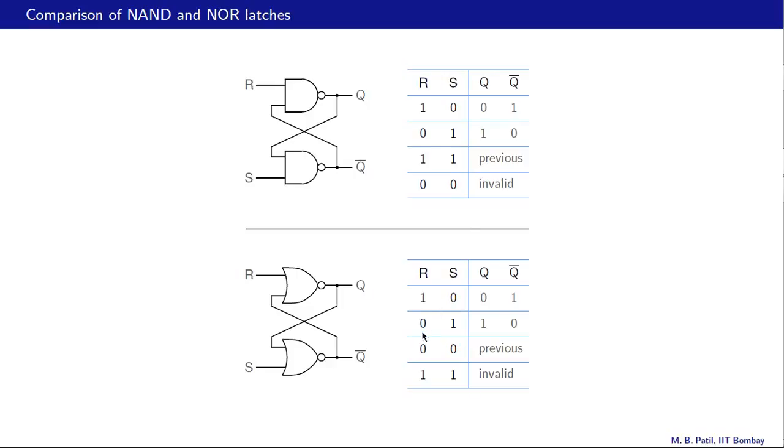Whereas for the NOR latch, that condition is R equal to 0, S equal to 0. In this case, R equal to S equal to 0 is invalid. In this case, R equal to S equal to 1 is invalid. Otherwise, these two latches are similar.